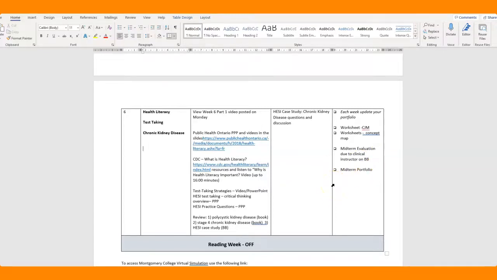And then the assignments for this week are over on this side. We have the clinical judgment model worksheet. We have a concept map for this particular patient that we're going to be taking care of through the case study. We have the midterm evaluation that is due on a Sunday through Blackboard. There's a specific drop box for the midterm evaluation. I will evaluate my students and Marian will evaluate her students on how you are doing in clinical. And then the midterm portfolio is due on Sunday as well.